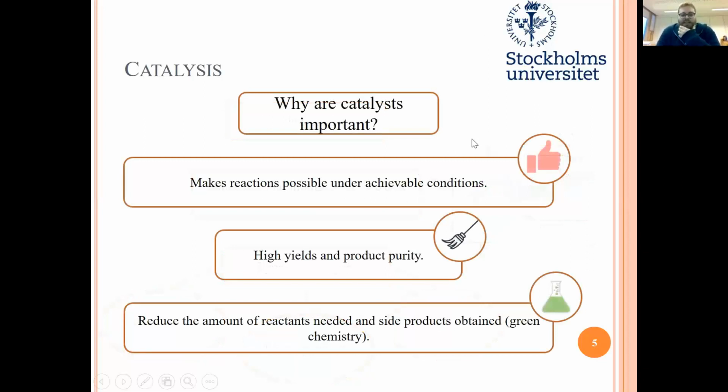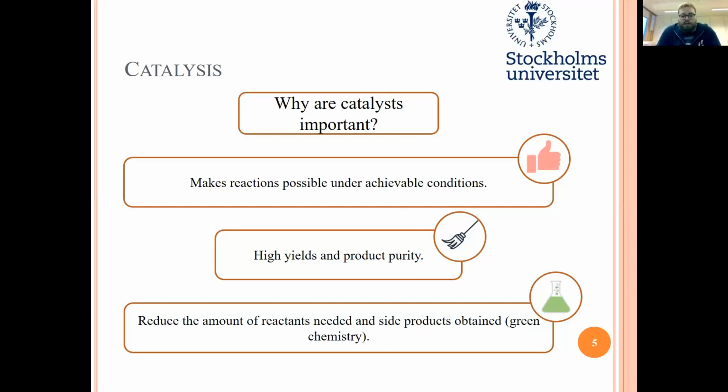And why are catalysts important? Well, they're important because they make reactions possible which wouldn't otherwise be viable. For example, the reaction of hydrogen with oxygen to give water. It's thermodynamically feasible, but the activation energy of activating the hydrogen molecules and the oxygen molecules is very high. So without the use of a catalyst that would reduce the activation energy, the reaction wouldn't take place naturally.